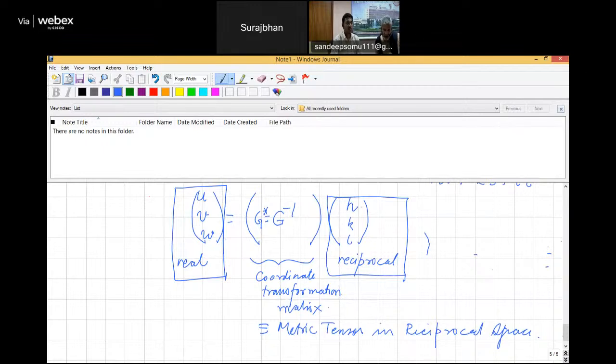Or you can do it the other way around. From a, b, c vectors, you can calculate a star, b star, c star vectors and then find their dot products to construct the G star matrix. Once you have the G star matrix, multiply G star with HKL, and you get the corresponding vector in the real space.